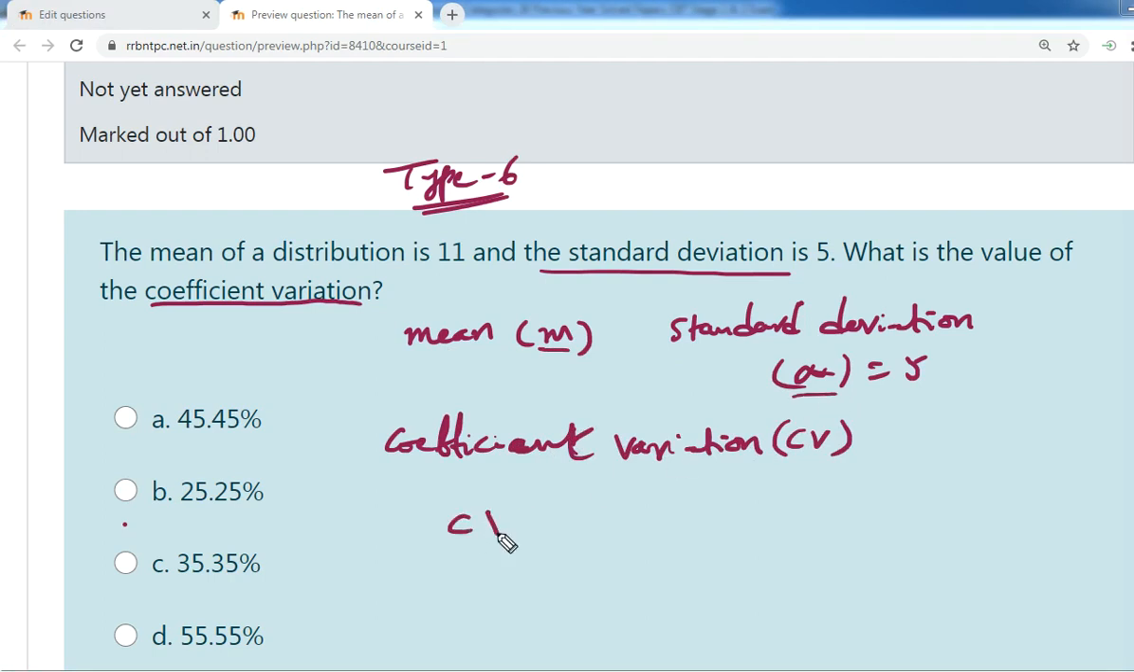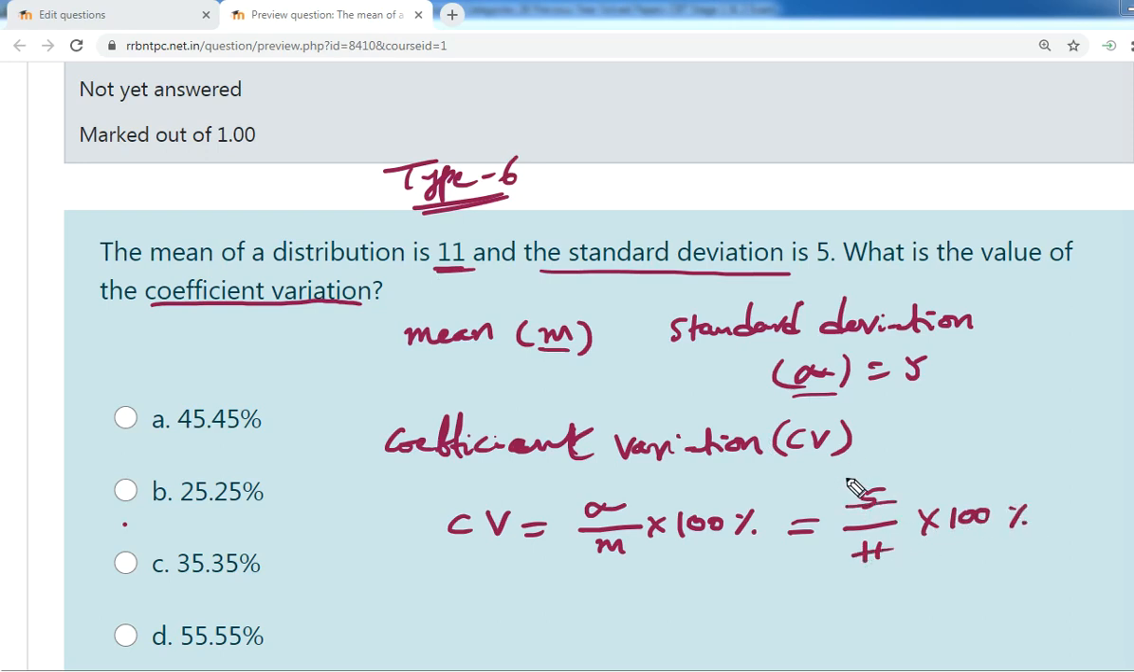So, very simple formula: CV is equal to sigma by m into 100%. This is the formula, sigma by m into 100%. Very simple formula. So what is the value of sigma? 5. What is the value of mean? Mean of the distribution is given as 11, into 100%.